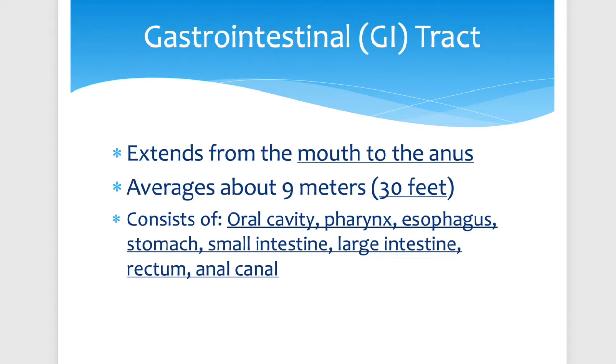It's going to be made up of the oral cavity, which is your mouth, your pharynx, which is your throat, the esophagus, which is the tube that food travels through to get to your stomach. Then we would have the stomach, small and large intestines, rectum, and anal canal. So all of those in that order make up the GI tract, and food would pass through all of those parts as it's being digested.